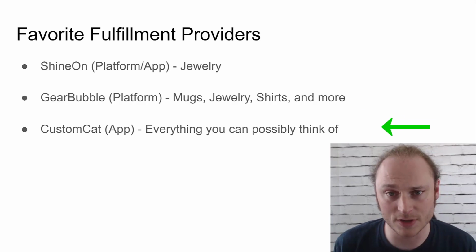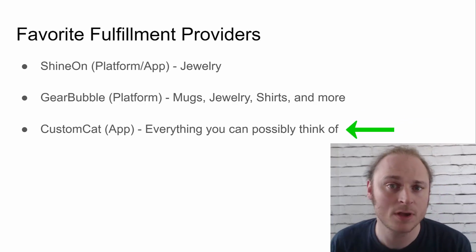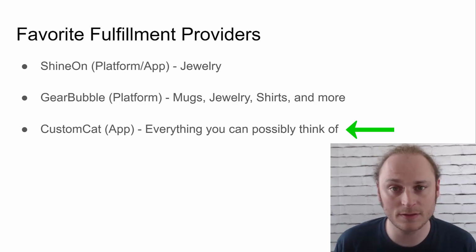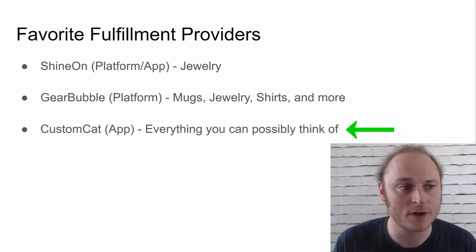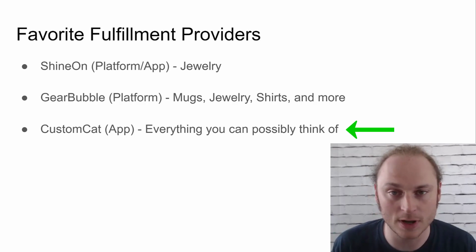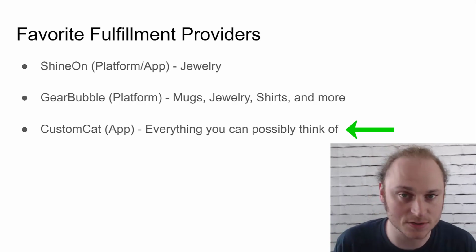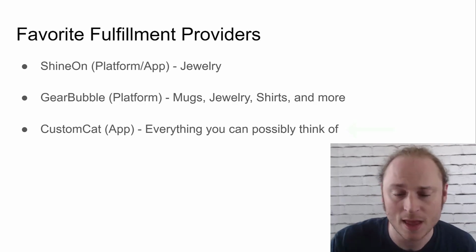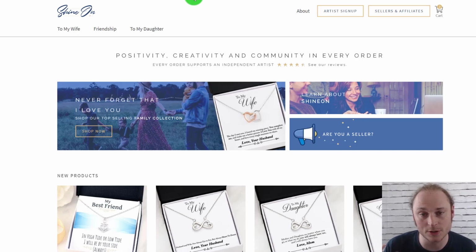And then you also have Custom Cat. Custom Cat is an app for Shopify, so they don't have a platform. However, I love Custom Cat because they have a gajillion different products. They ship really well. They have fast shipping times. The prices are very reasonable, and I've had a lot of success with them. Now I want to take you into Chrome, and I actually want to show you some of these fulfillment providers.